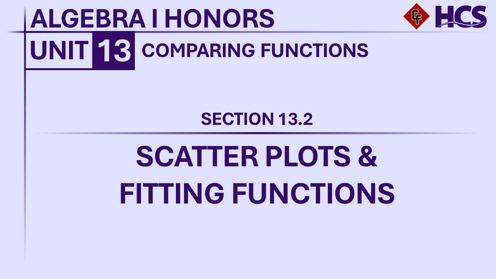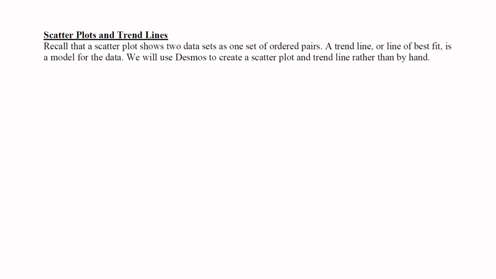Welcome to the Unit 13, Section 2 video on scatter plots and fitting functions. Recall that a scatter plot shows two data sets as one set of ordered pairs. A trend line, or line of best fit, is a model for the data. We will use Desmos to create a scatter plot and trend line rather than by hand.